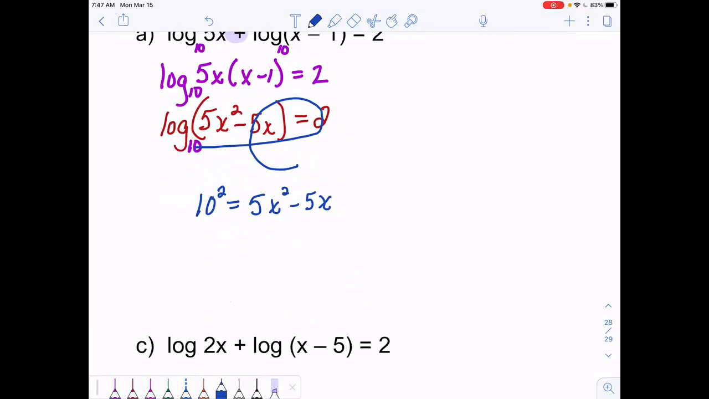And we know 10 squared is 100. All right, so we got rid of the log, we got rid of the exponent. Now I have an x squared. Jordan, what do you think we would have to do if we have 100 equals 5x squared minus 5x?